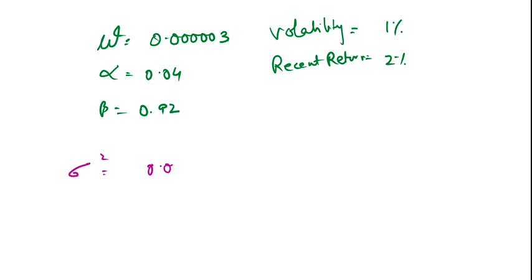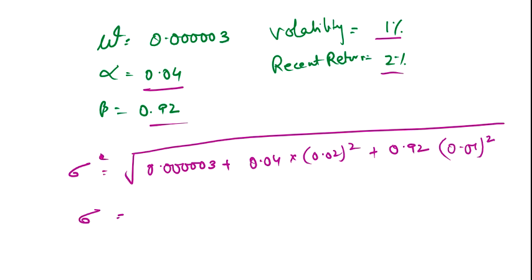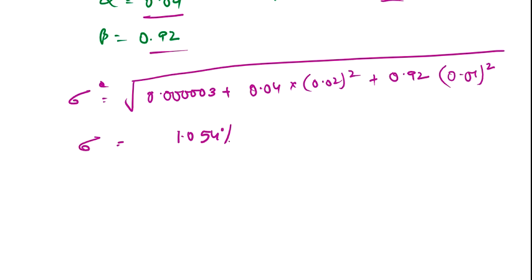Clear? So variance is equal to omega plus alpha r square. Alpha r square means 0.04 times, what is r square? 0.02 square, plus beta 0.92 multiplied with sigma square. Clear? This is sigma, so sigma square will be 0.01 square. Clear? Or if you want the direct volatility, take the square root, remove the square from here, you are going to get the value as 0.054%. This is your volatility.